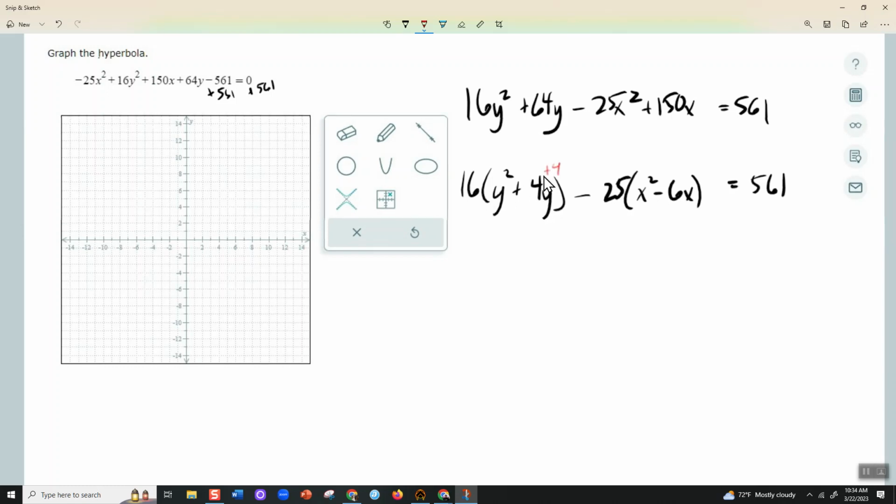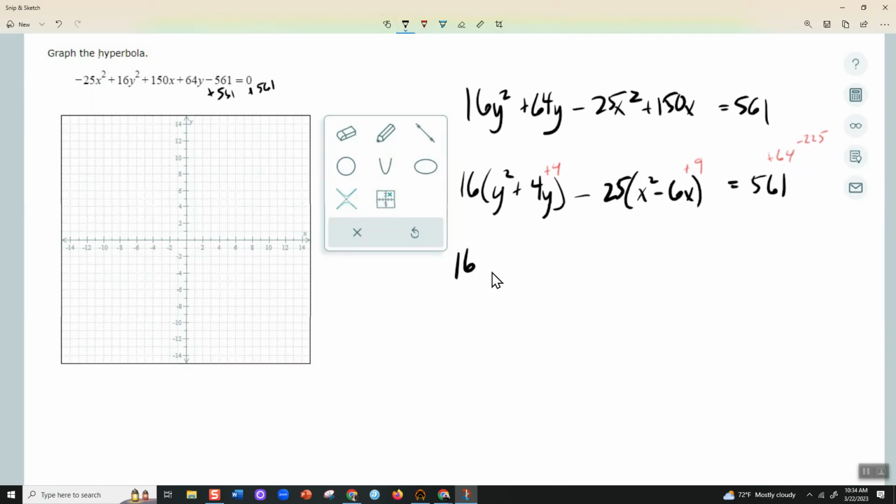But I'm multiplying by 16, so that's actually a plus 64 overall. And this is going to be half of 6 is 3. 3 squared is 9. It's going to be plus 9, but I'm multiplying by a negative 25. 9 times negative 25 is negative 225. Again, you got a calculator, so don't be afraid to use it.